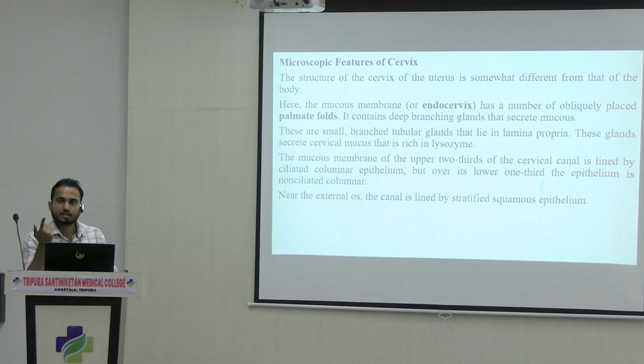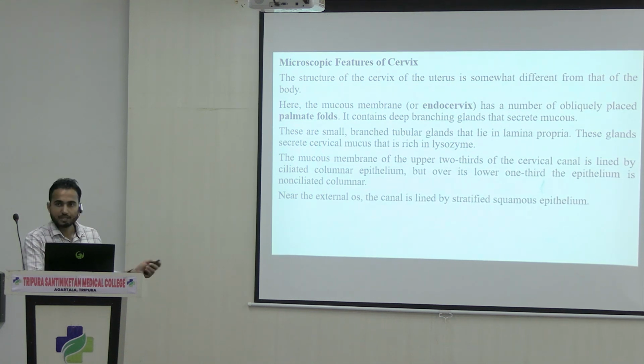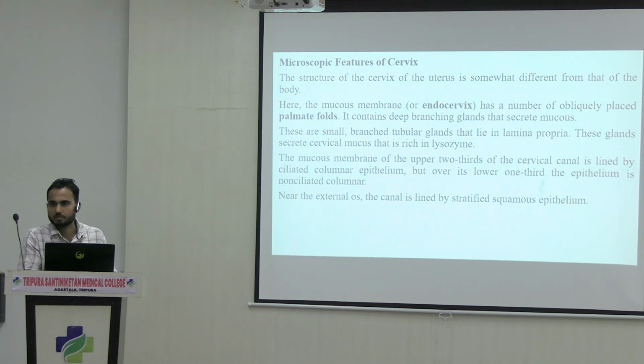In the upper part it is simple columnar, that is also ciliated. Next, in the lower one third, it is non-ciliated columnar epithelium, and near the external os and beyond that, it is stratified squamous non-keratinized epithelium. So these are the changes taking place in the mucosal lining of the cervix.